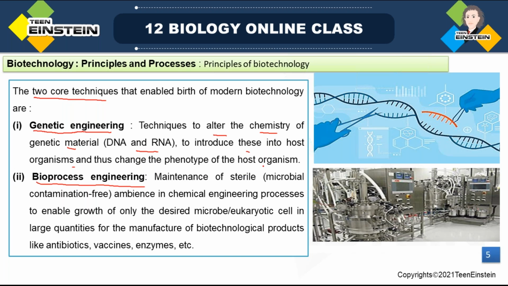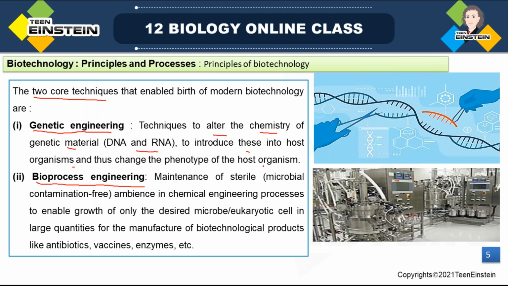Normally, if we have a DNA or RNA, it will have specific genes and it will have specific characters. So if we want some kind of alteration or change in that character, with the help of genetic engineering, we are making changes in the chemistry of that genetic material, in DNA or RNA, whatever it may be. We are introducing those new changes into that host organism.